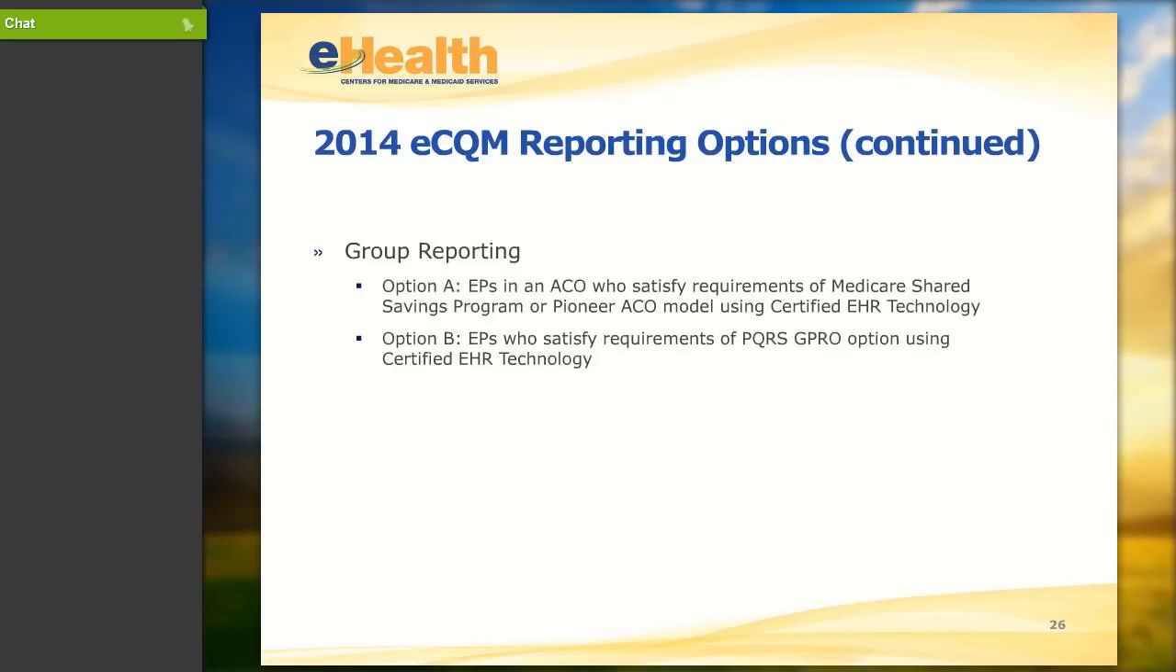And then finally, as I said, there are some different group reporting options. If you're participating in an ACO and you submit clinical quality measures through your ACO attestation, that will essentially deem you as having met the clinical quality measure reporting for EHR. Similarly, if you're an EP who is participating in PQRS as part of a group, it's called the PQRS G-Pro option, then you can satisfy the requirements that way as well.